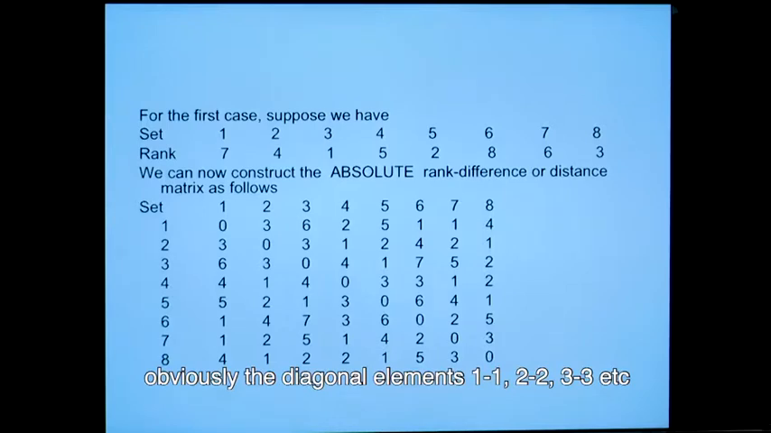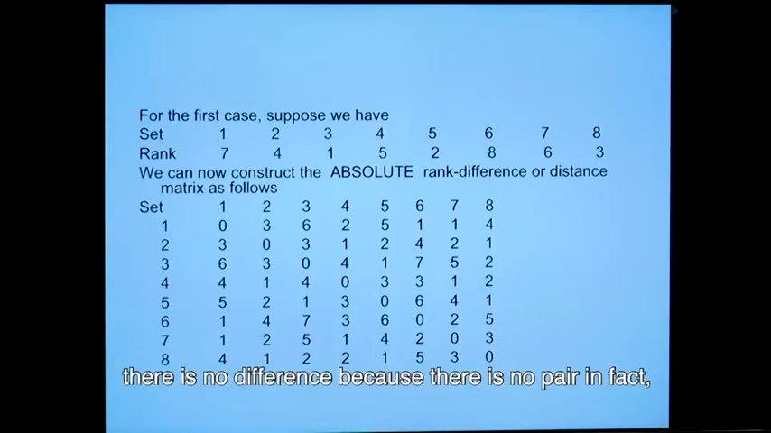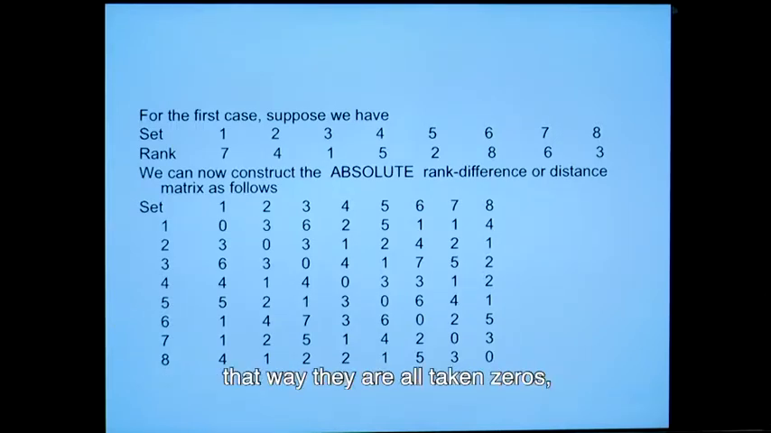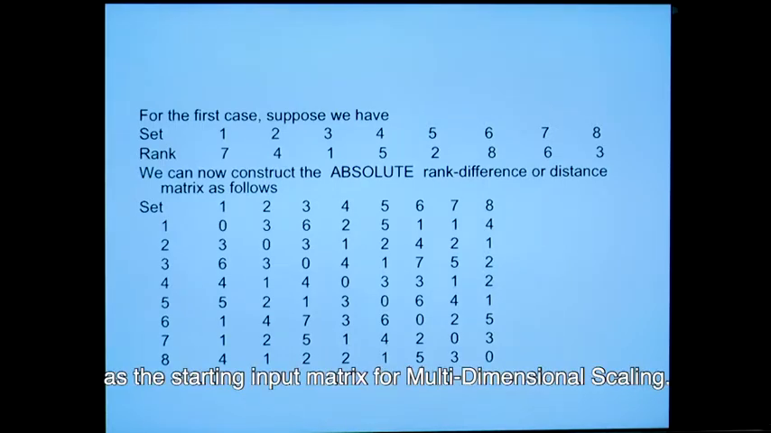Obviously, the diagonal elements 1,1, 2,2, 3,3, etcetera, there is no difference because there is no pair, in fact, that way they are all taken as zeros. So, that way this will be a symmetric matrix as the starting input matrix for multidimensional scaling.